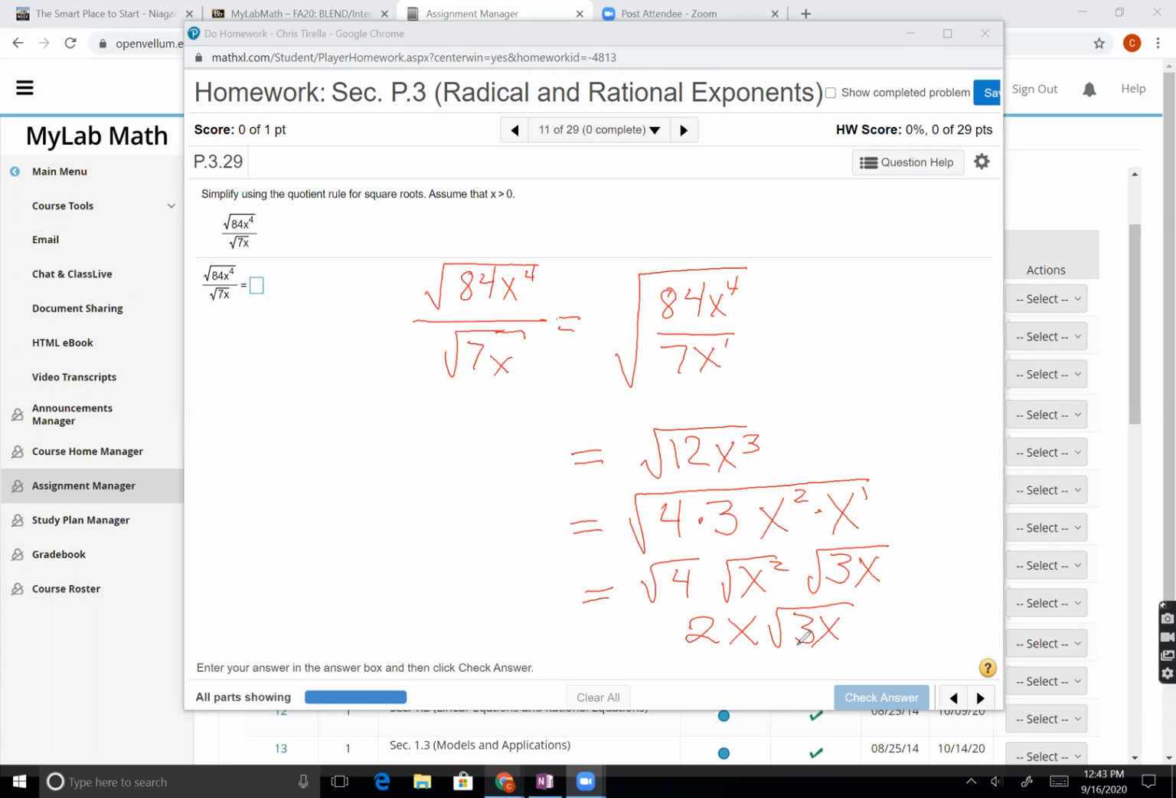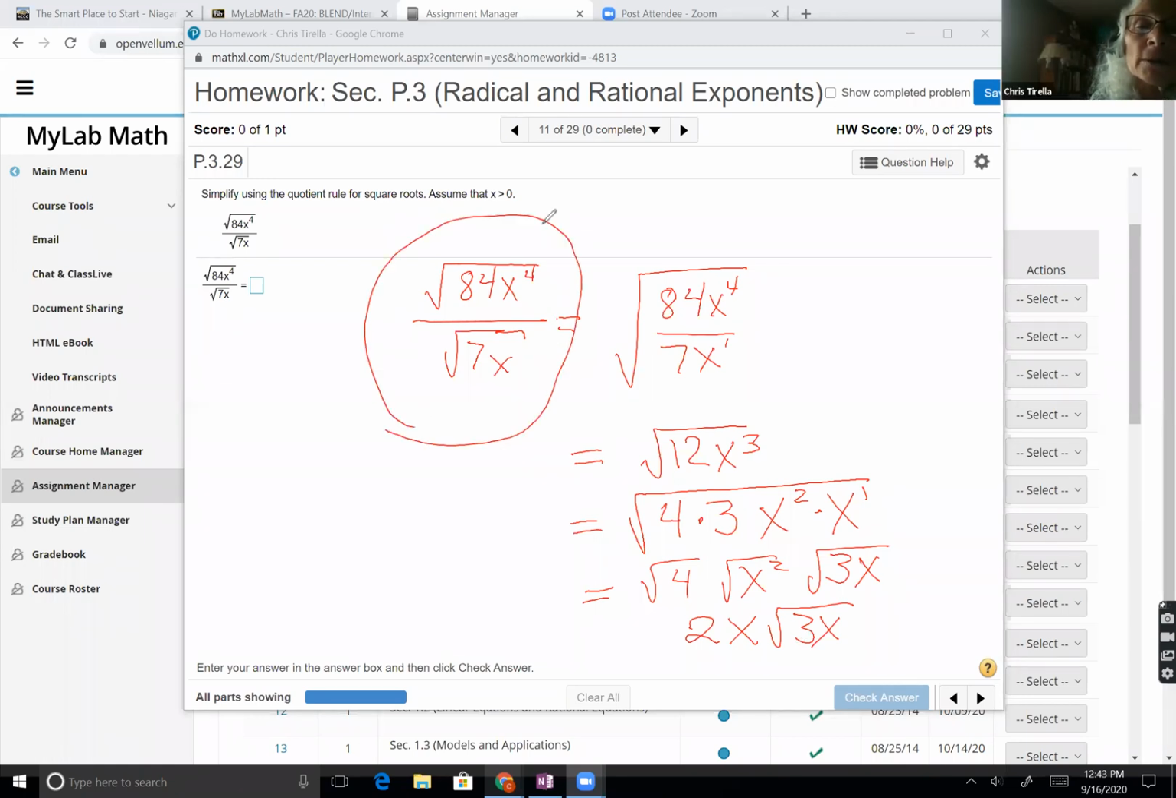I'm just breaking it down step by step, that's all. Okay, first thing, if I've got a radical over a radical, I'm going to put them together and see if I can simplify that fraction. If there were no radical there, where I've got 84x to the 4th over 7x, well, 7 goes into 84 12 times. And when I divide on the same variable, I can subtract the exponents. And so that's where this comes from.